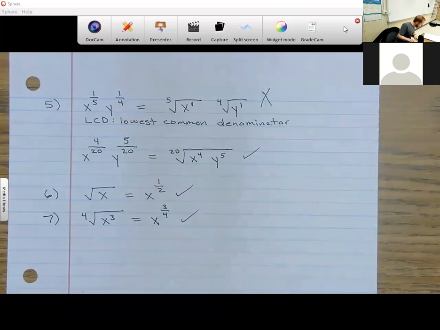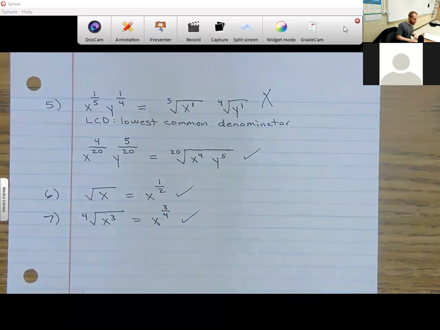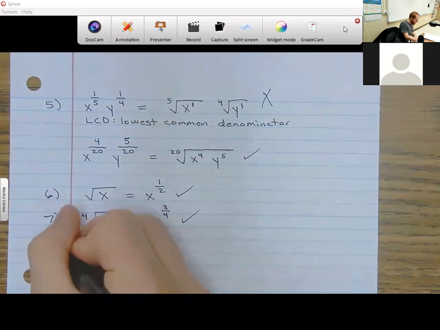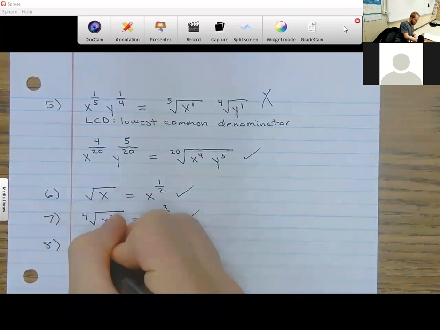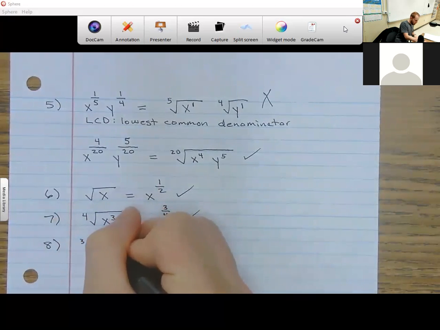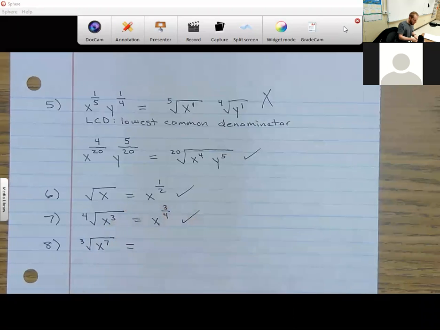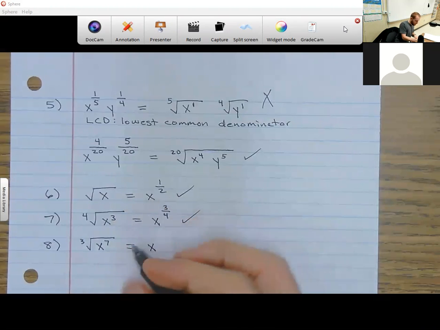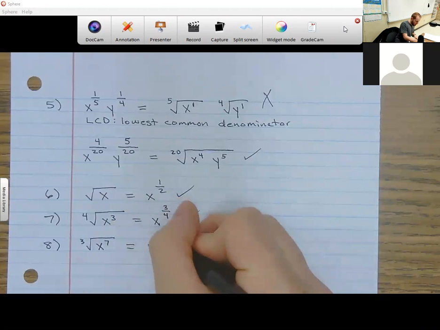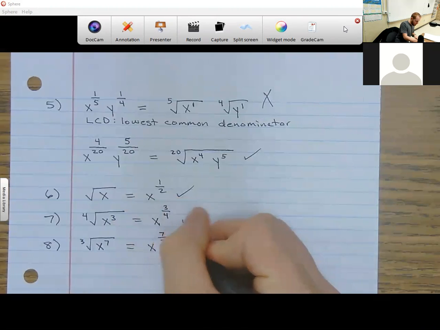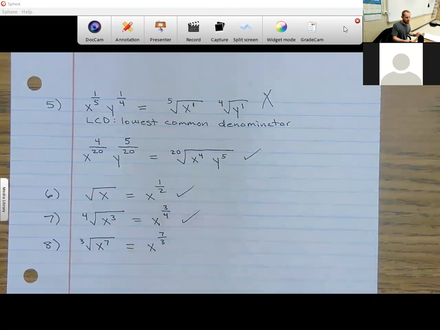Okay, let's look at 8. 8 is the cube root of x to the 7th. So how would I write this? I would have an x to the 7 over 3. Remember, the inside is always going to be the numerator. The outside is going to be the denominator.